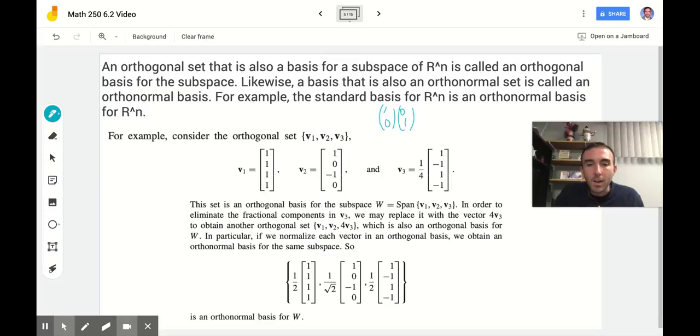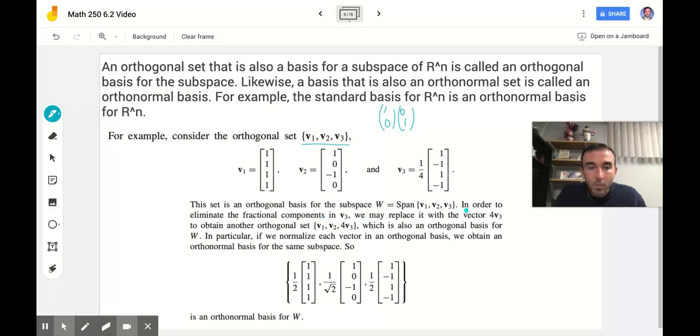Similarly, I can take these vectors. I took this from your book, v1, v2, v3, as shown here. We can say that this is an orthogonal basis for the subspace that is the span of these three vectors. Remember, any span is a subspace. So we can show they are orthogonal, again, by calculating dot products of all the pairs. I can leave that to you if you'd like to do that.